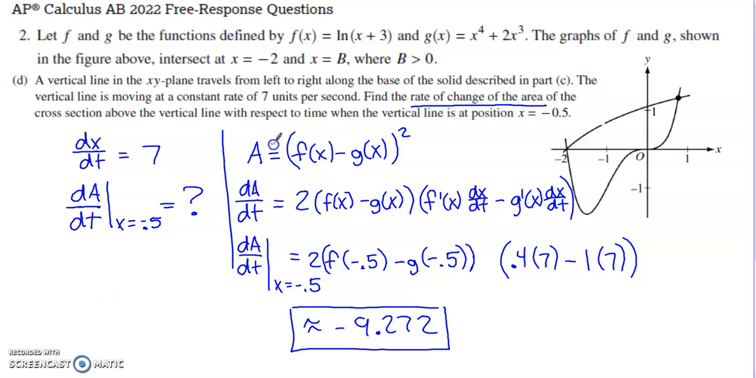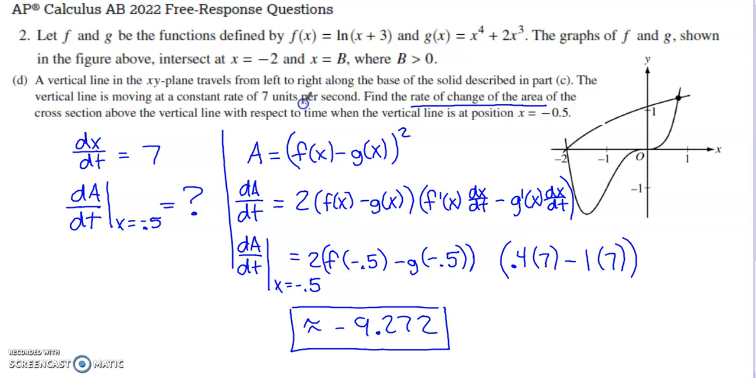So they tell us that a vertical line in the XY plane travels from left to right across the base of the solid that we just dealt with in part C. So from left to right, the vertical line is starting over here at -2 and just moving its way to the right. It says the vertical line is moving at a constant rate of 7 units per second. What we want to do is find the rate of change of the area of the cross-section above the vertical line with respect to time when the vertical line is at the position x equals -0.5.